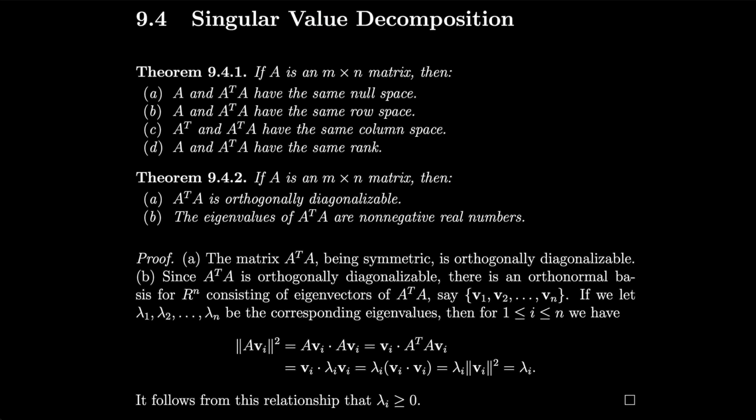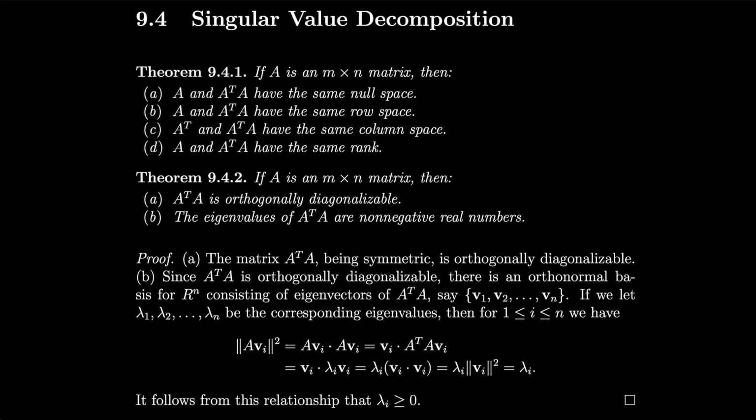Also, if A is an n by n matrix, then A transpose A is orthogonally diagonalizable, and the eigenvalues of A transpose A are non-negative real numbers. Let's prove that theorem right now. So first of all, the matrix A transpose A is symmetric, so that automatically makes it orthogonally diagonalizable.